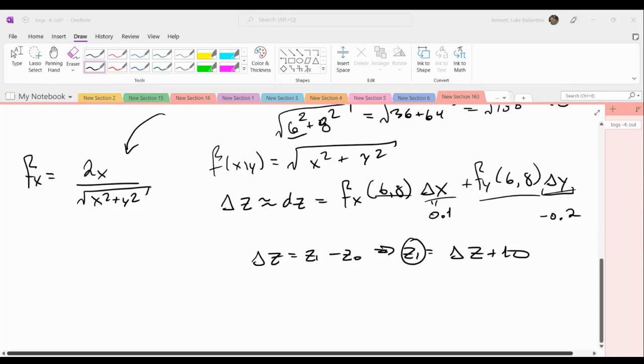Let's do a chain rule problem. Let's see if I can do this.